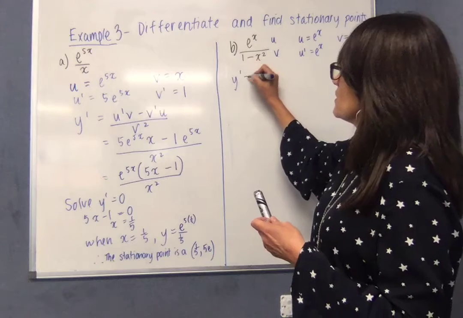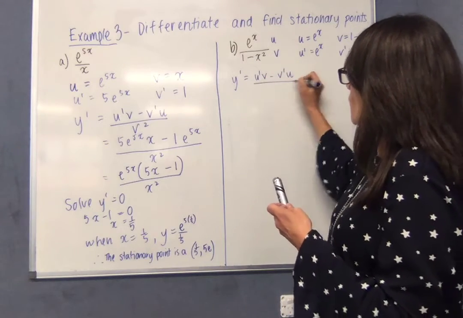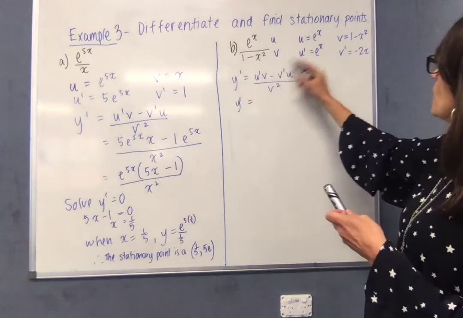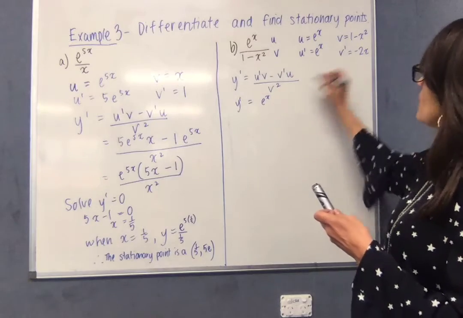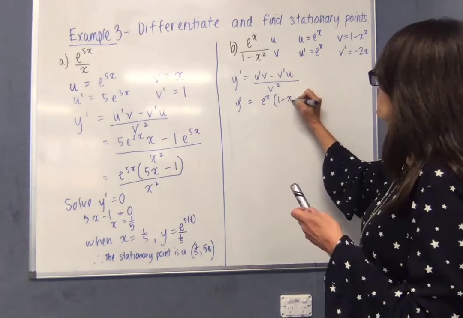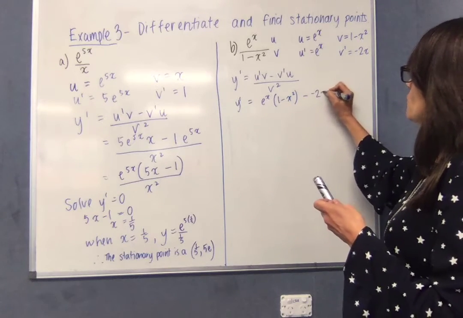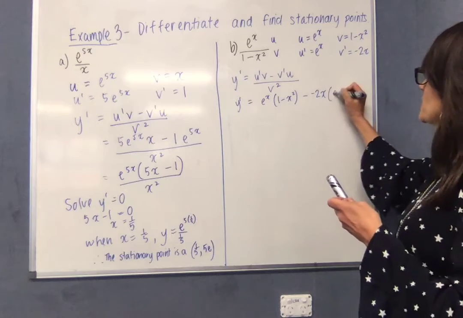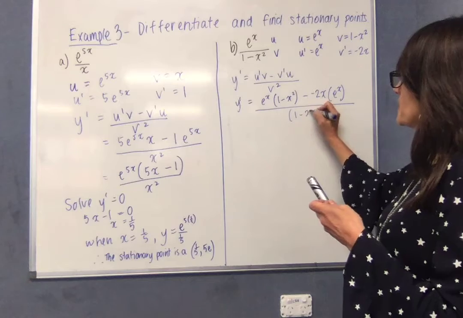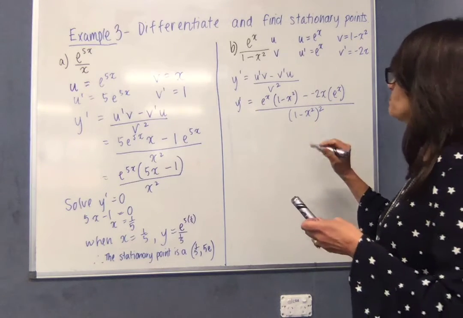Now, substituting this into our quotient rule, u dash v minus v dash u all over v squared, we end up with e to the x times v. Let's keep this in brackets because it's a binomial, minus v dash, which is negative 2x, times u, which is e to the x, all over v squared, which is 1 minus x squared, and we're going to keep that in its factored form.